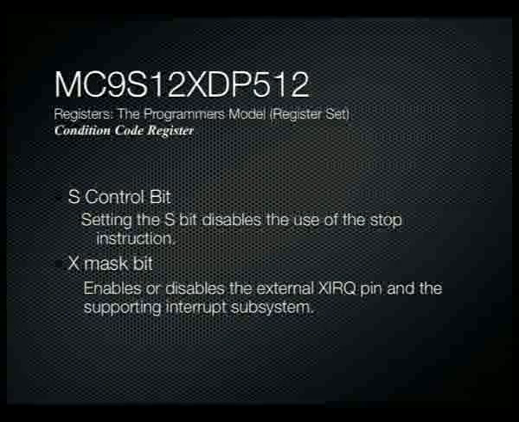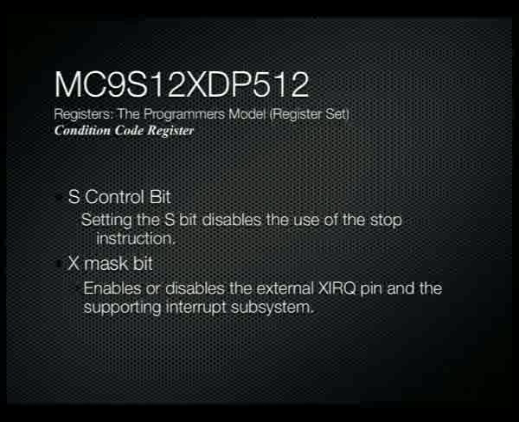So regarding the control bits in the condition code register, we have the S control bit, which basically, setting the S bit disables the use of the stop instruction. So if you set the S bit to be high and use the stop instruction inside your code, the stop instruction is effectively ignored and it does the equivalent of a no operation instruction, which means it does nothing.